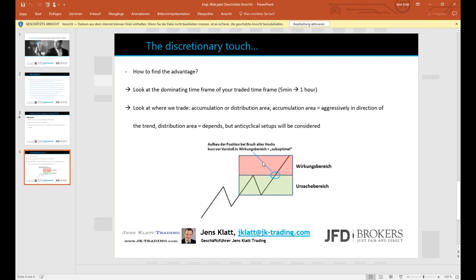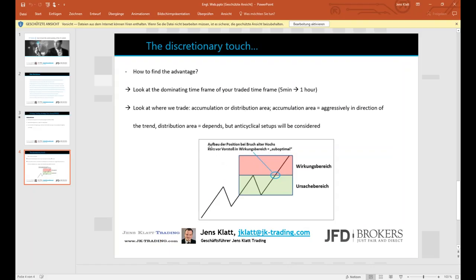Just to make sure that there's no misinterpretation of this. So the red one here, this says Wirkungsbereich. It's something like a distribution area. Okay, so something we will talk about here. And this here in green, this is the Ursachebereich, this is the accumulation area.